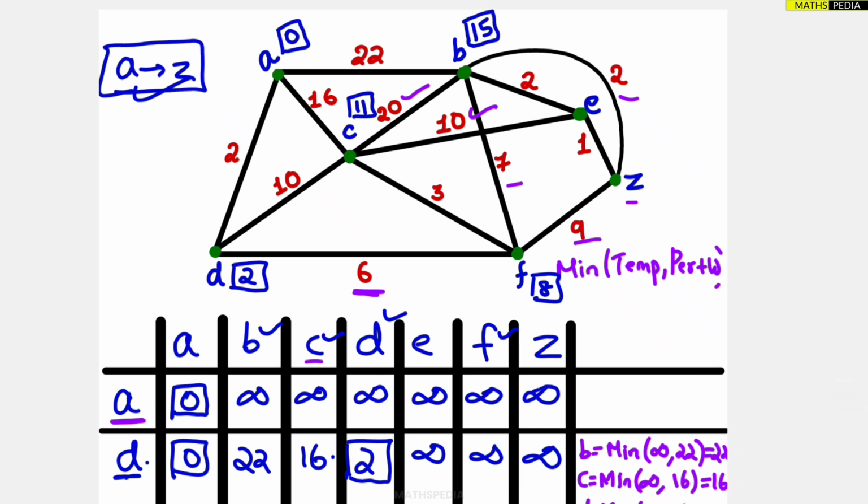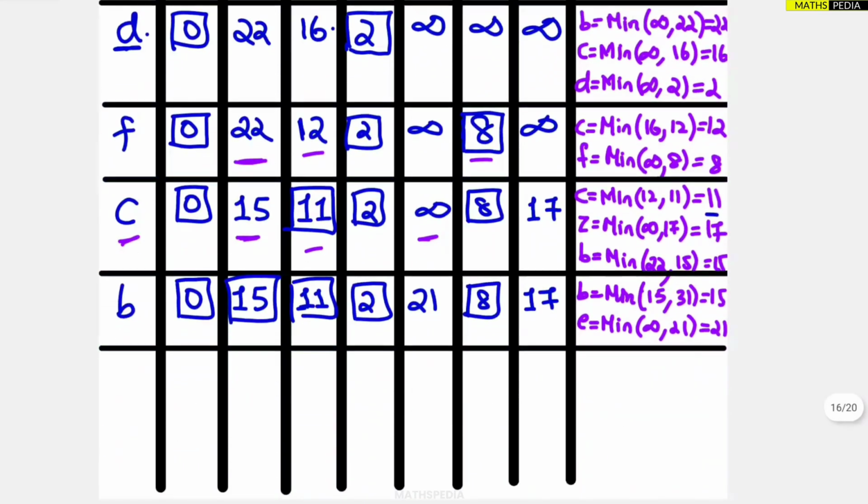So B is connected to which all? B is connected to Z. This is the path over here. E also connected. F also connected. C also connected. A also connected. But we are going to eliminate which path? F not required, C not required, A not required, because it already has a permanent label. So B is connected to Z and E. So Z and E I have to calculate. I'll start with Z.